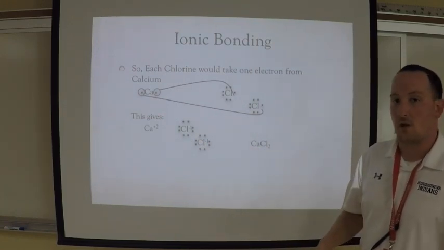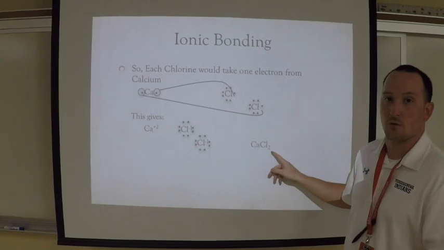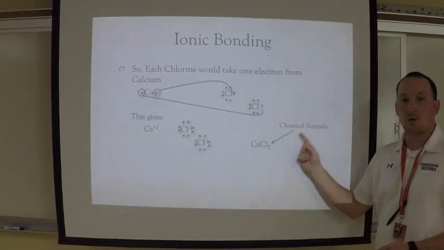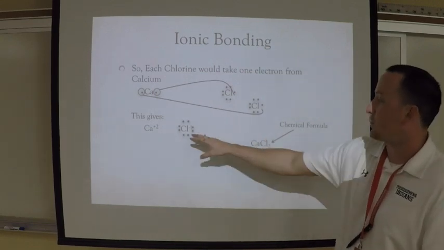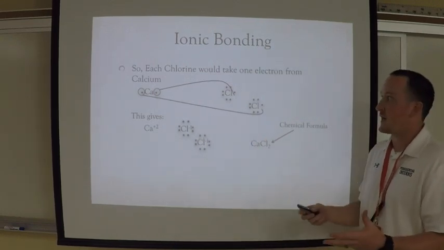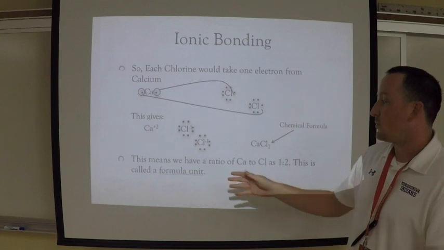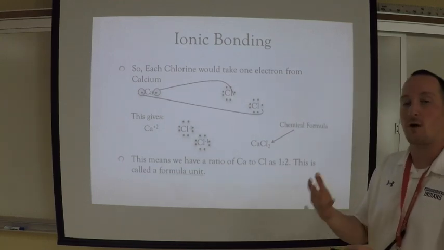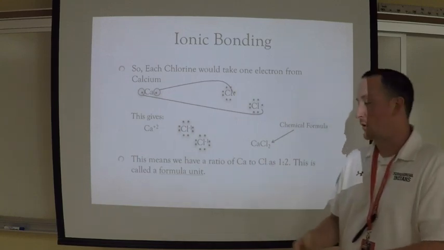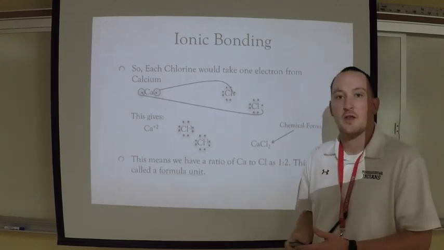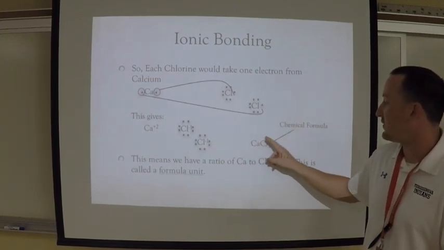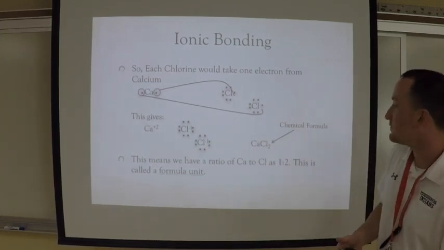That would give us this formula. We would now have CaCl2, and that's because we have 2 chlorines now. And again, this is my chemical formula. This is the chemical formula for this kind of reaction that happened. And what this means is that we have a ratio of calcium to chlorine as 1:2. For every 1 calcium, I have 2 chlorines. And what this is called is a formula unit. So we call this here CaCl2 a formula unit.